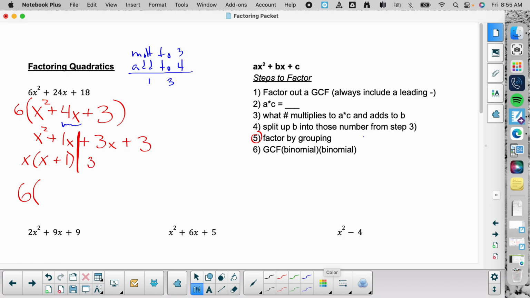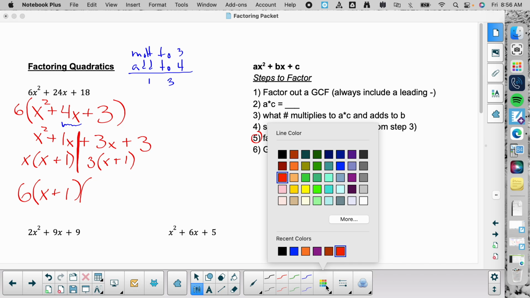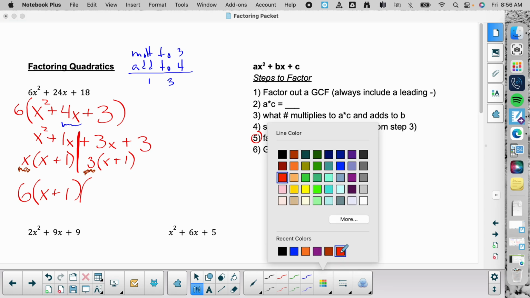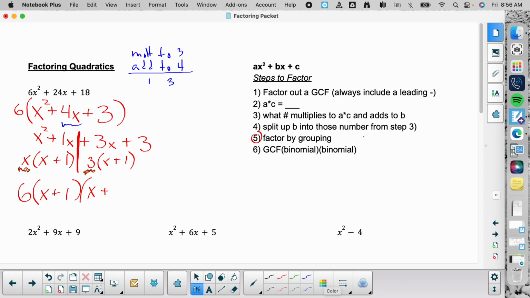So we have a 3 in common, and if we take that out, we'd have an x and we'd have a, do you remember what to put here? 1, we have to put a 1, don't leave it blank. Like if you have a 3 and you take out a 3, it leaves a 1. And then we have the same parentheses on both halves, which means we did it correct. We will write that one first. And then the other parentheses will be whatever was written in front of the parentheses. Which would be x and then positive 3.